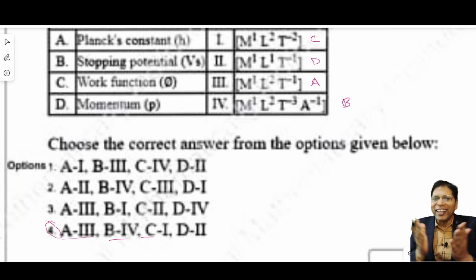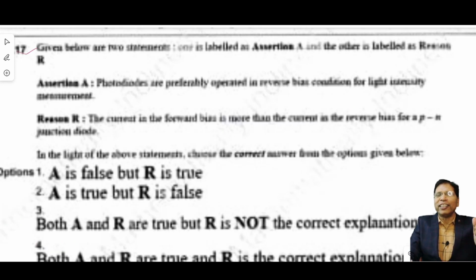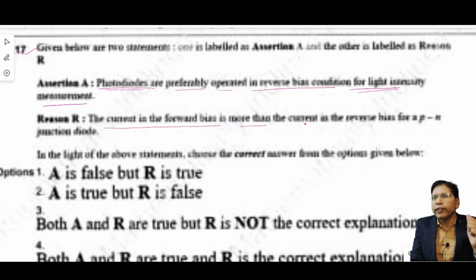Okay, understood. Next. Question number 16. There is an assertion reasoning type question. The photodiode is preferably operated in reverse bias condition for light intensity measurement. The current in the forward bias is more than the current in the reverse bias for a PN junction diode. Okay, this is correct and this is also correct, but this is not the correct explanation of A.